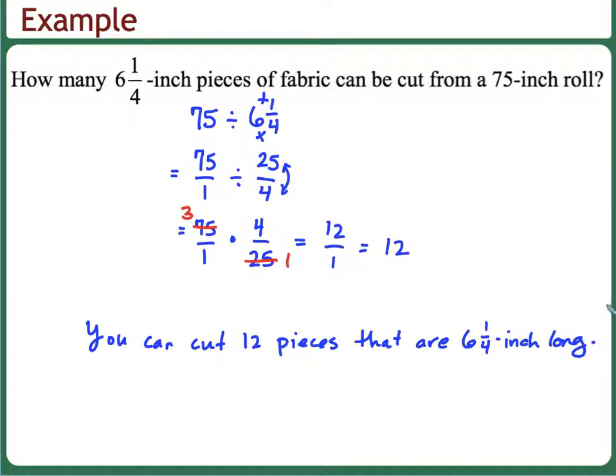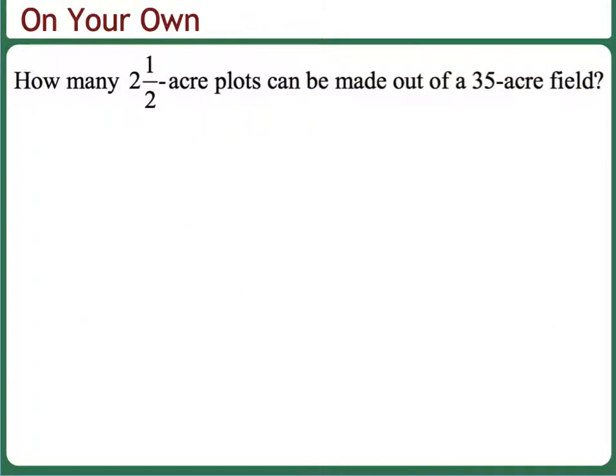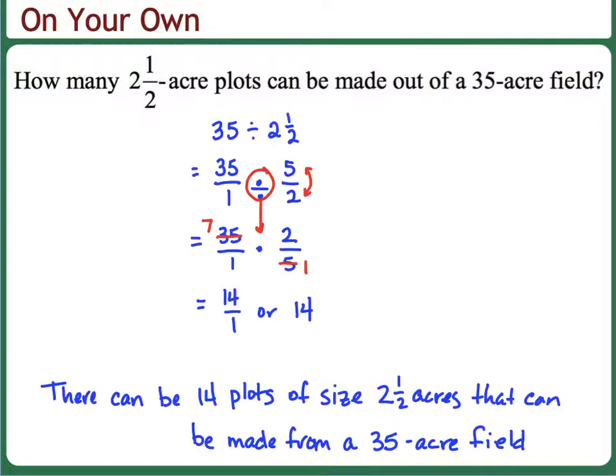Alright, so not too bad. Go ahead and give this one a try. This one's similar in the sense that you're starting with the 35-acre field and you're cutting it into 2.5-acre plots. So a plot is like, you could think of it as where a house would be, like the house and the land. So if you've got a 35-acre field, how many houses with the land can you create if it's a 2.5-acre plot for each one? So give that one a try.